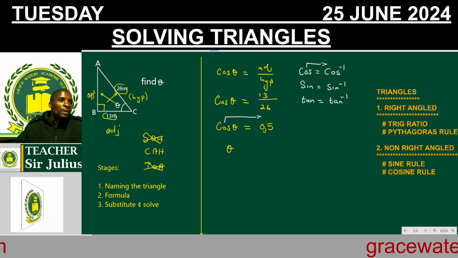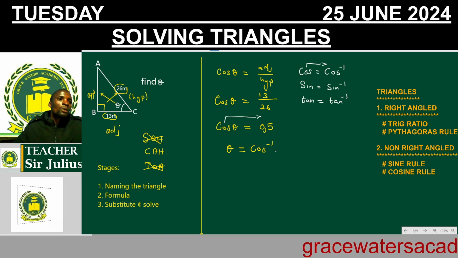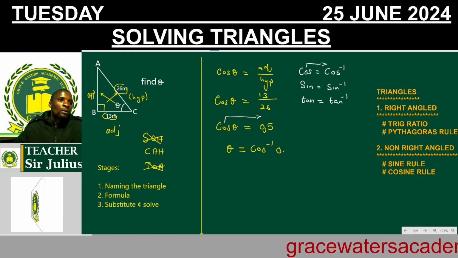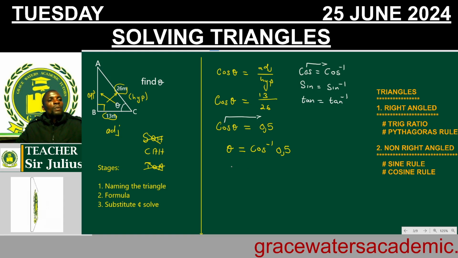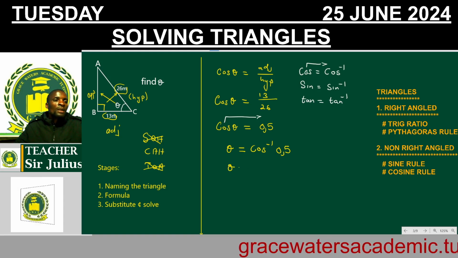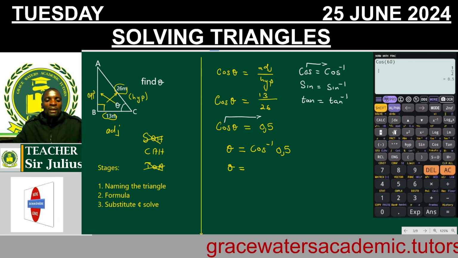We'll continue in that manner. We'll be left with theta is equals to, and then we have here cos crossing the equal sign becomes second function cos of 0.5. So now how do we put second function cos? Let me show you here on the calculator.